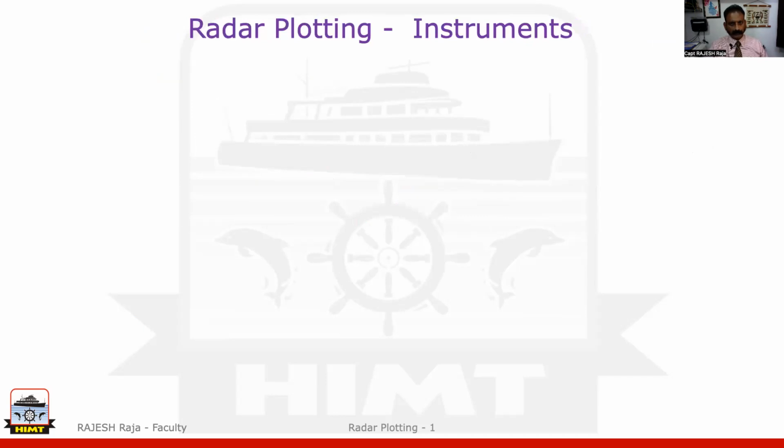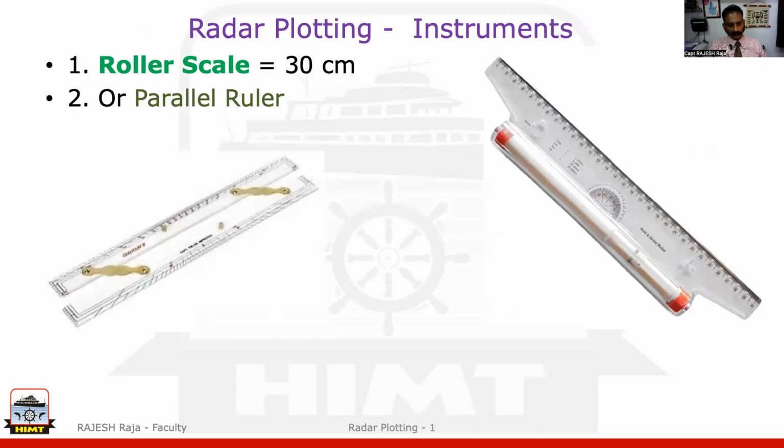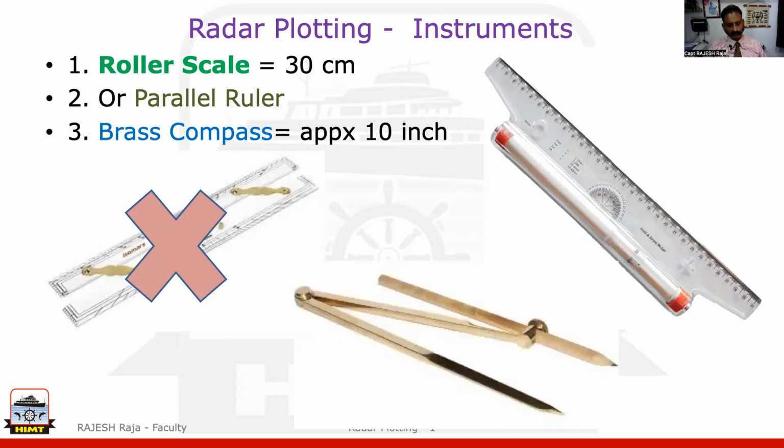Okay. Let us look at the instruments. The most common instrument which is recommended is a roller scale. This is a roller scale. Different sizes come. I suggest please go for a 1 foot one. You can use a parallel ruler, but I do not recommend this because the table you use for radar plotting is not as big as a chart table. Then you need a brass compass, approximately 10 inches. A little bit less is okay, but not the small one. You should be able to put the pencil within this. This is the most commonly used, so you can buy this.